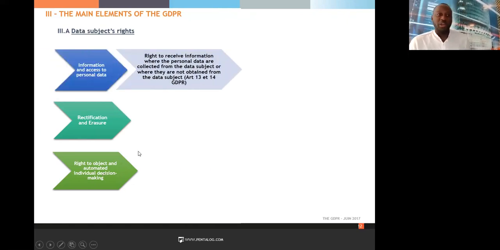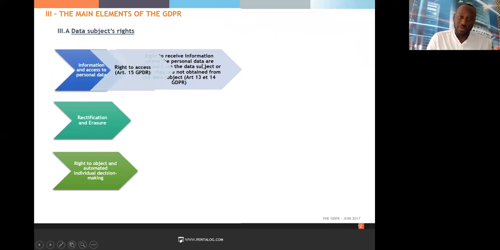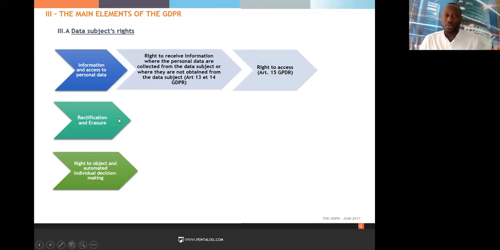When we talk about information and access to personal data, the data subject has the right to receive information, whether the personal data are collected from the data subject or not obtained from the data subject. And the data subject has the right to access. They can come to you and ask, what data do you have on me? Are they processed, yes or no, etc.? So you have to prepare yourself to receive this kind of request.